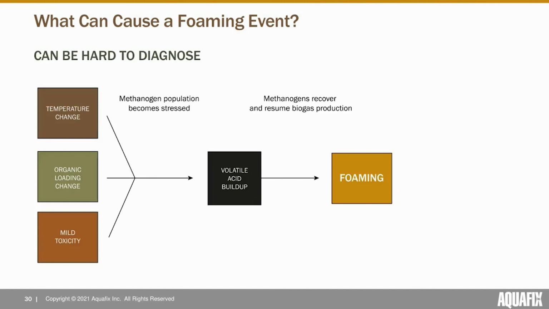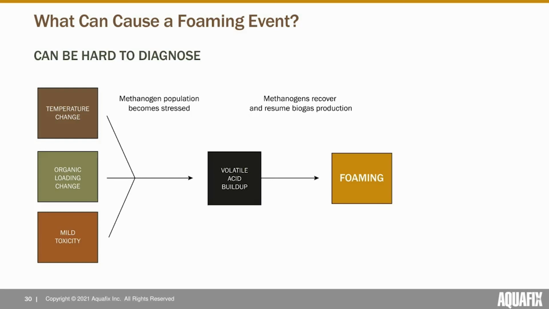All right, so what can cause a foaming event? Unfortunately, a lot of things can cause a foaming event. Temperature changes are a big one here in Wisconsin. These winters, if your digester temperature drops by 5 degrees Fahrenheit, you can already have a messed up digester, which will become especially bad if you quickly raise the temperature back up to 95 without giving the time for the methanogens to become happy again.